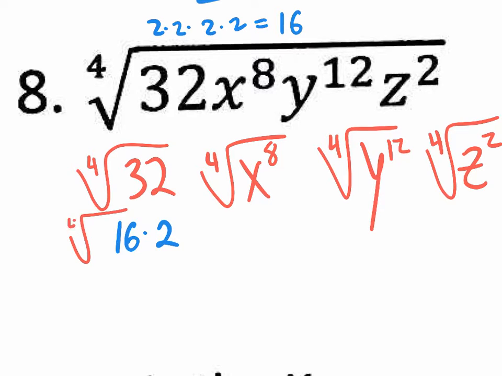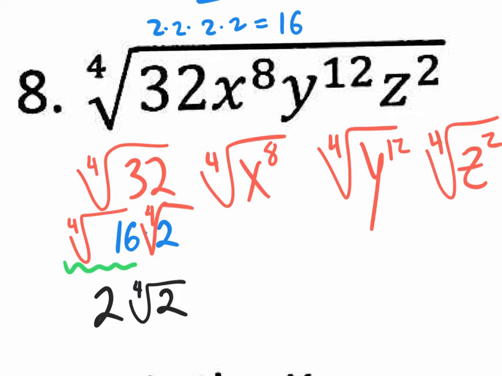That way when I split the fourth root, I will be able to do the fourth root of 16. What is the fourth root of 16? The answer is 2, ladies and gentlemen. What times itself 4 times gives you 16? The answer is 2, right? So you have a 2 right there, and the fourth root of 2 is going to stay.